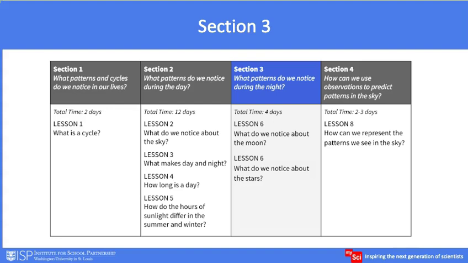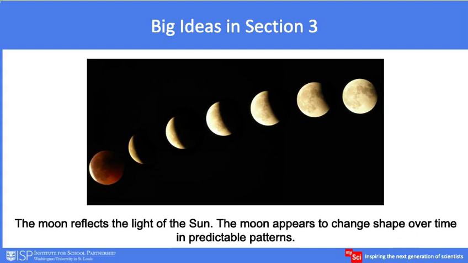In Section 3, students look to the night sky to see what patterns can be observed in darkness. This section will take about 4 days. Students add to their model of the Earth-Sun system to include an object representing the moon. They model the revolution of the moon around Earth, read and watch videos to figure out that the moon reflects light and appears to change shape in a predictable pattern throughout the month.